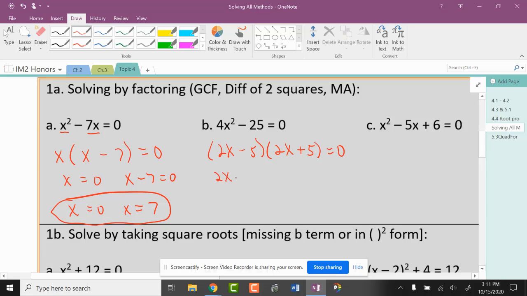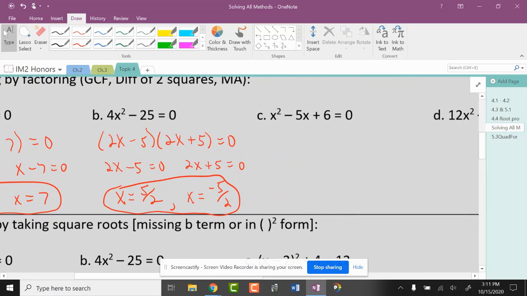And then if we use the zero product property, I shouldn't have to keep writing this, but this is what the zero product property says. If this times that equals 0, then either this or that equals 0. Add 5, divide by 2. Shouldn't have to show those undo operations. Subtract 5, divide by 2. And then that would be it. Much faster than the quadratic formula.